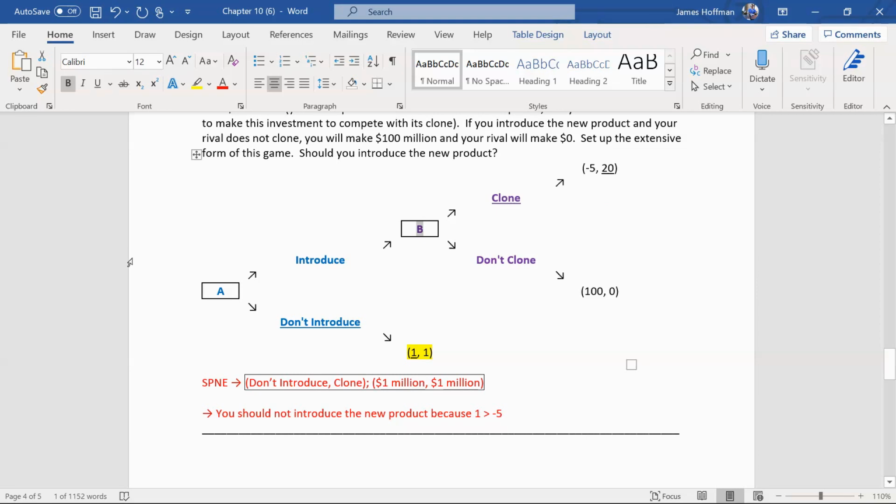Okay, now the thing is here that player A gets to go first. So player A has the first mover advantage of seeing what player B would do and making its decision first. Player A knows if player B gets the option, player B is going to clone. So if player A introduces, player B is going to clone, and then player A loses 5. The other option is player A just doesn't introduce it, and player A gets 1.